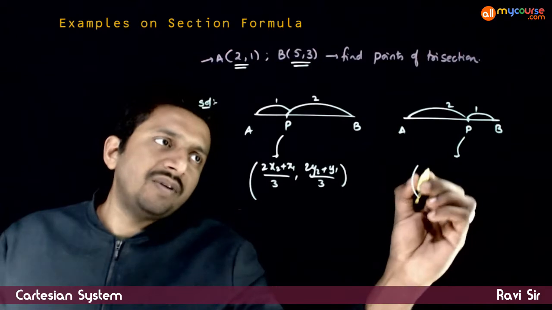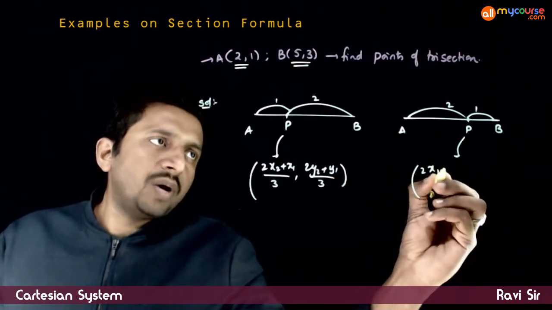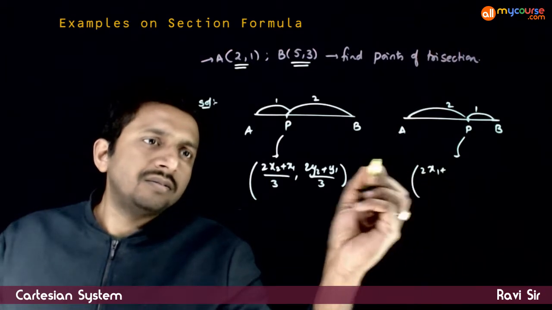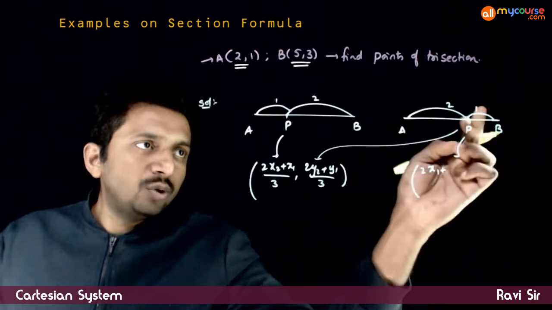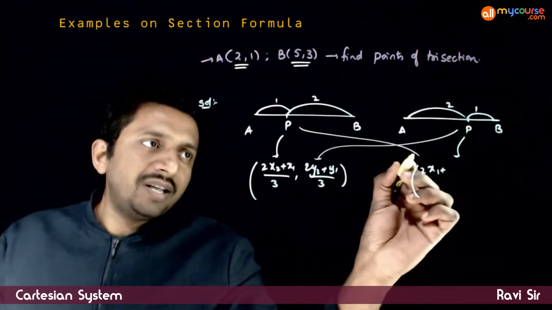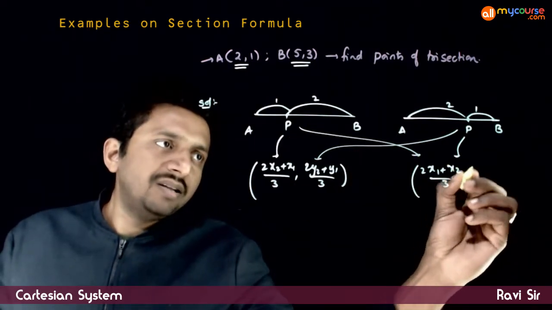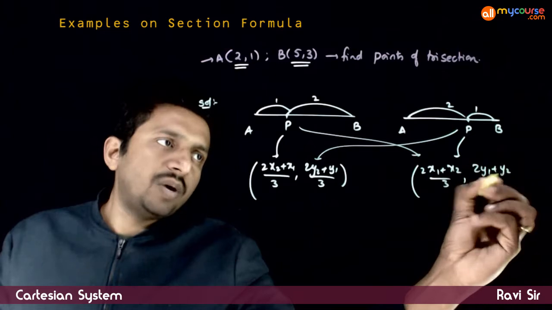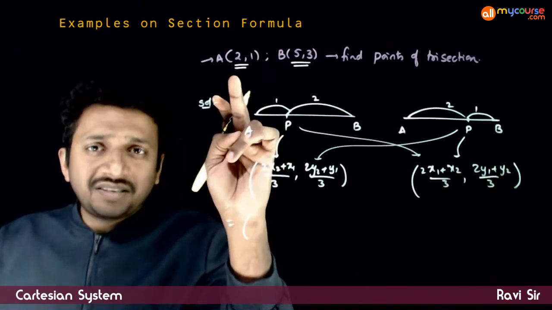And this point is given by (2x2 + x1)/3, (2y2 + y1)/3. So this other point is given by (2x1 + x2)/3, (2y1 + y2)/3. So let us try to do this.